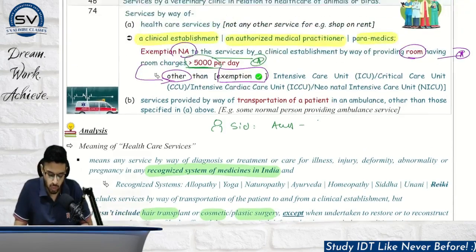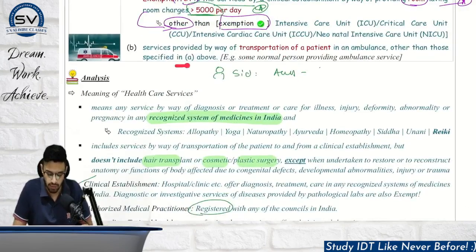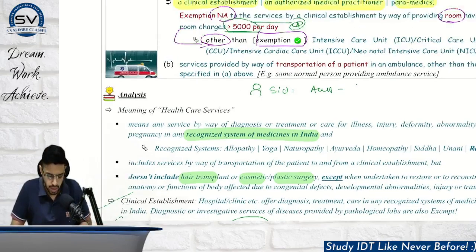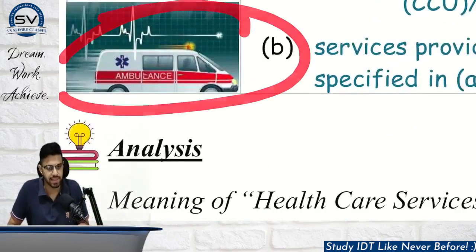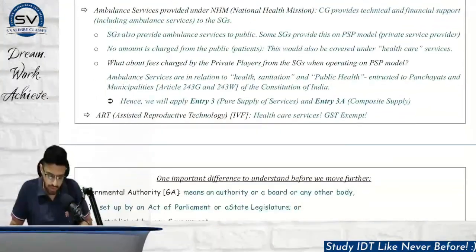Above, the ambulance service was provided by a clinical establishment or these people. But here now, let's say I'm a private citizen. I am providing a service which is not covered above, still the transportation is exempt. This is a good thing which I'm doing for the country, right? So ambulance services also enjoy the exemption. These diagrams will help you remember all these things. Last 2-3 points left. Let's see.